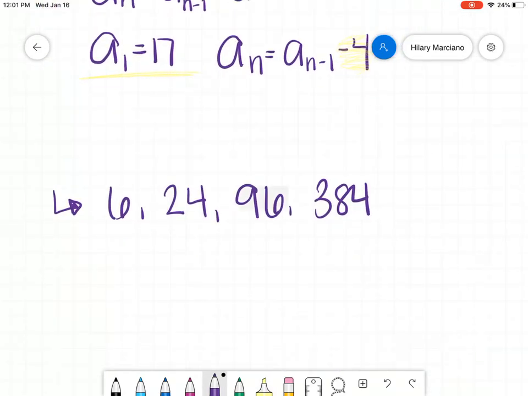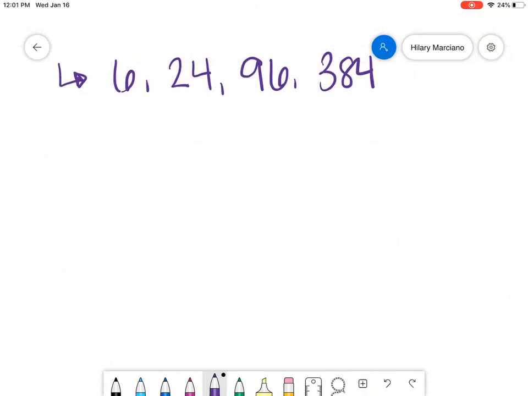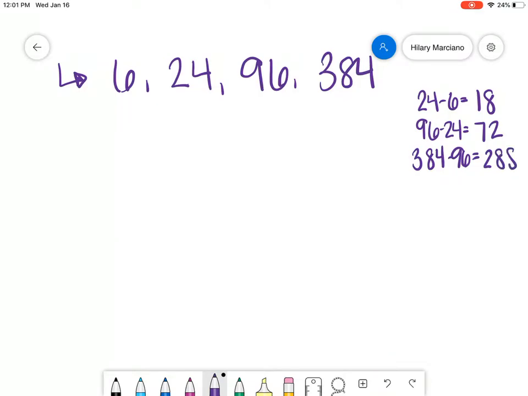Moving down to this sequence of numbers, we have 6, 24, 96, 384. So first we're going to check and see if it's arithmetic. So we're going to do 24 minus 6, 96 minus 24, and 384 minus 96. 24 minus 6 is 18, 96 minus 24 is 72, 384 minus 96 is 288. So that makes it not arithmetic. So now let's try geometric.